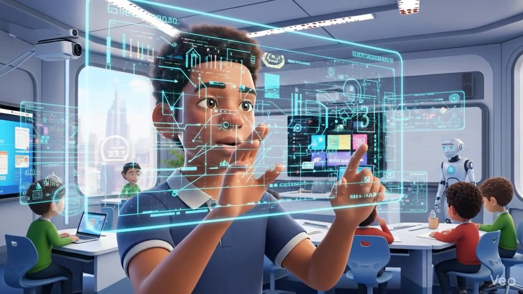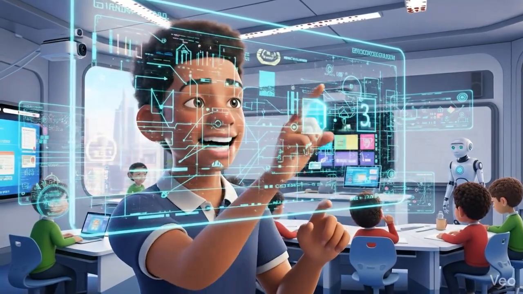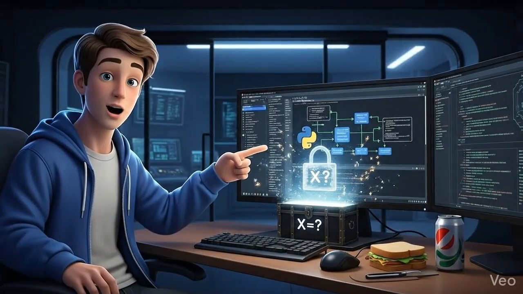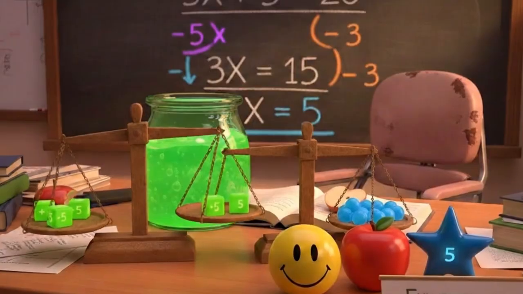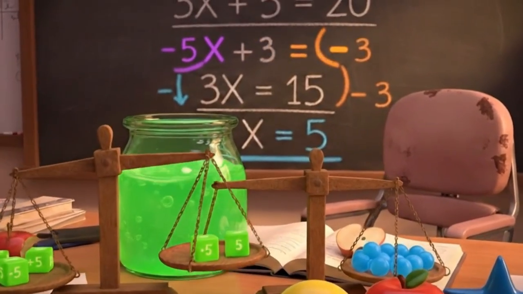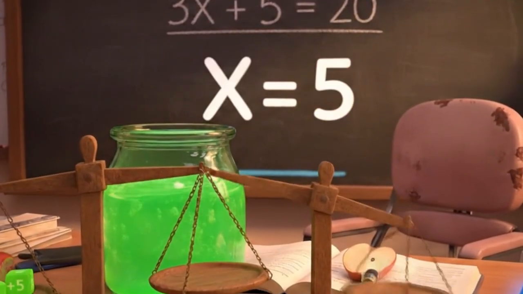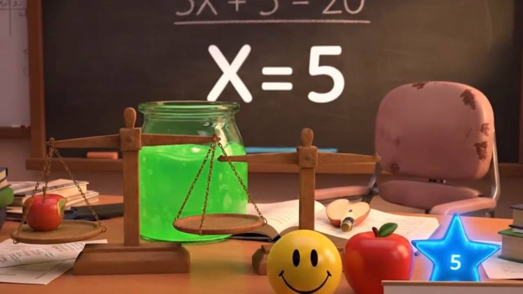Next, we divide both sides by 3 to isolate x. Pause and try solving these on your own before the reveal. Divide by 3 applied to both sides. 3x divided by 3 equals 15 divided by 3, which simplifies to x equals 5.